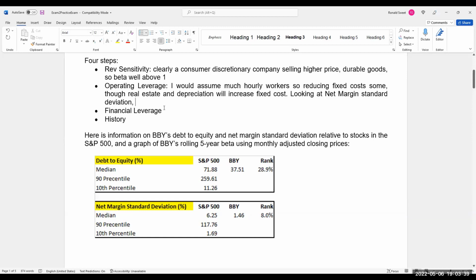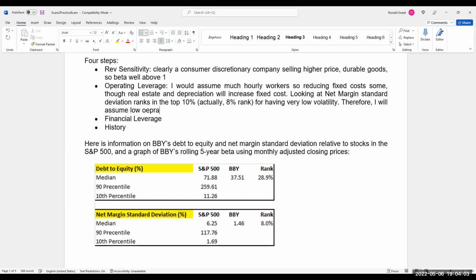Ranks in the top 10%. Actually, 8% rank for having very low volatility. Therefore, I will assume low operating costs. Makes sense. A lot of retailers like this, if their costs go up, they can raise their prices. They don't have a lot of fixed costs because most of their employees are hourly.